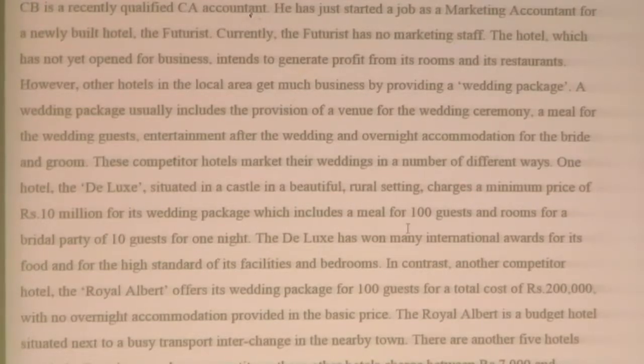In contrast, another competitor hotel, the Royal Albert, offers its wedding package for 100 guests for a total cost of 200,000 with no overnight accommodation, so provided with the basic price. The Royal Albert is a budget hotel situated next to the busy transport interchange in the nearby town. There are another 5 hotels which the Futurist regards as competitors.